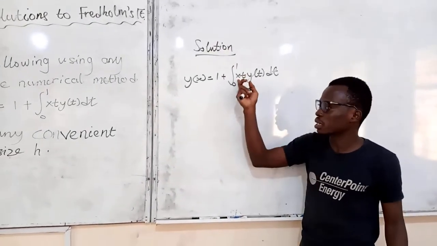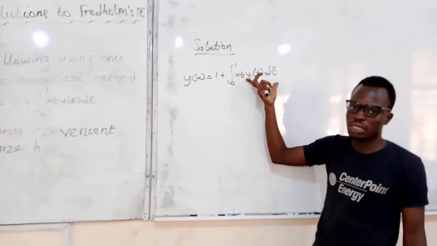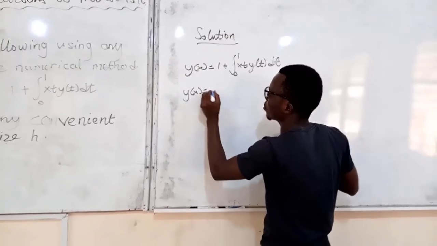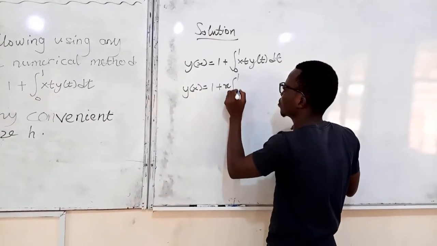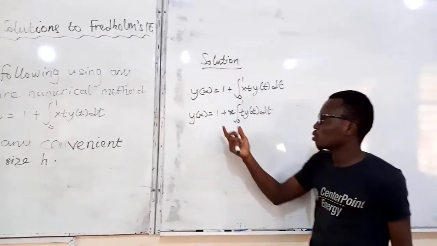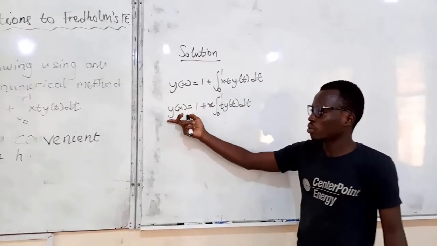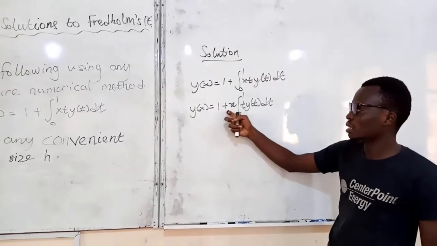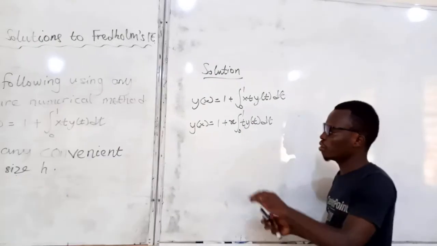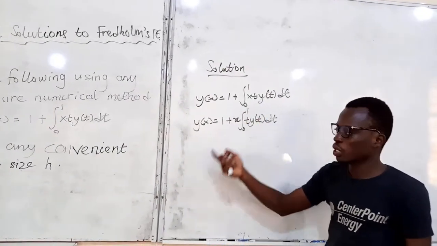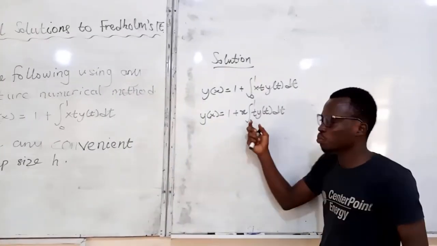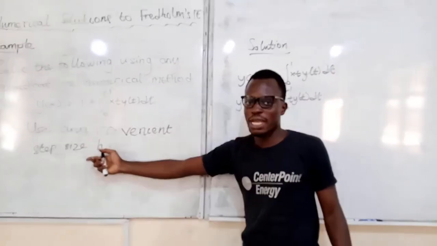Now s is a constant here because the integral is with respect to t, so we can factorize the s out. After factoring this s out, our equation becomes y of s equal to 1 plus s times the integral from 0 to 1 of t y of t dt. Now the interval we are going to integrate is between 0 and 1. Since we are using numerical integration, that is the quadrature, we need to discretize this interval and select our convenient step size h.